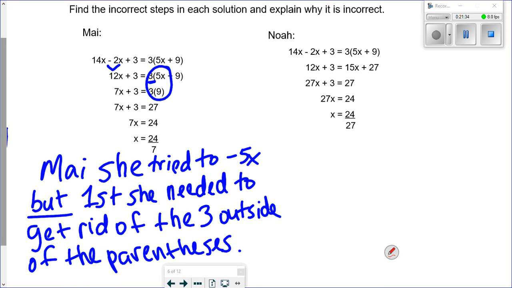Again, looking at Noah's work, his first step was correct when he combined 14x minus 2x to get 12x plus 3 on the left. On the right side, it appears that now Noah distributed the 3, which we talked about. That should work as long as his math checks out. And 3 times 5x is 15x, and 3 times 9 is in fact 27. So far, at this point, Noah's work looks good.